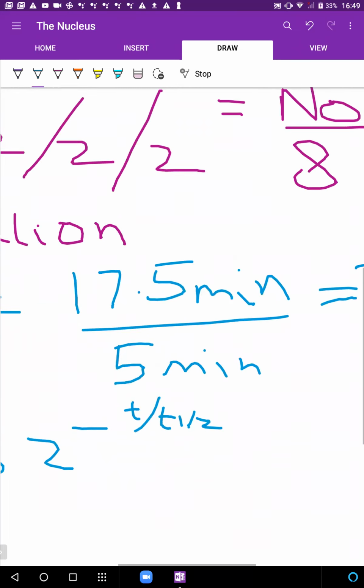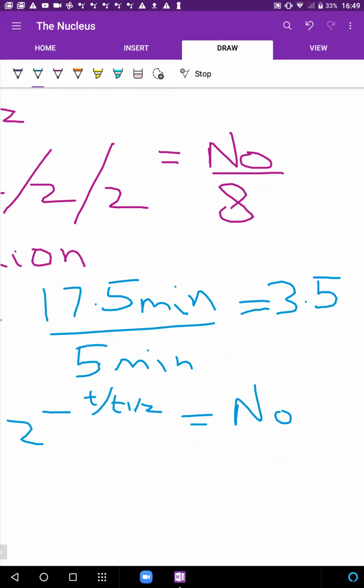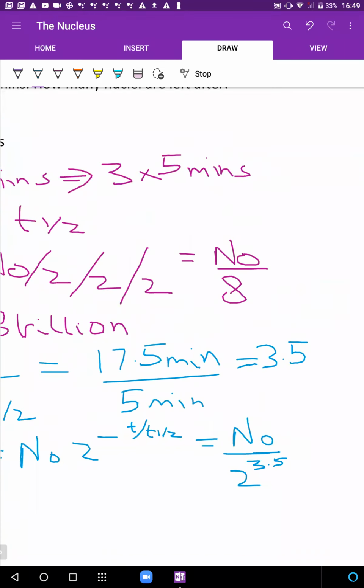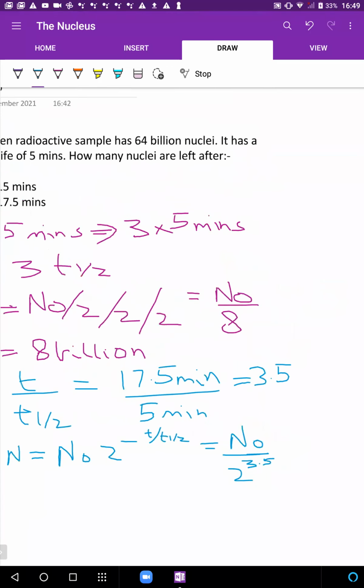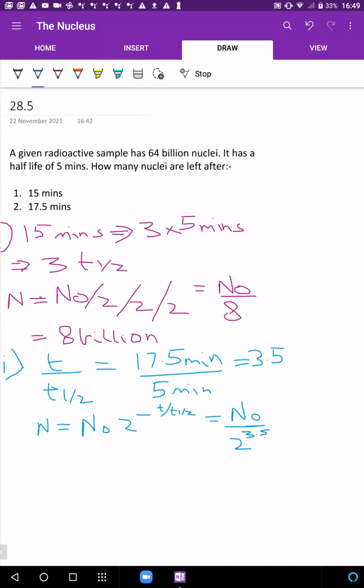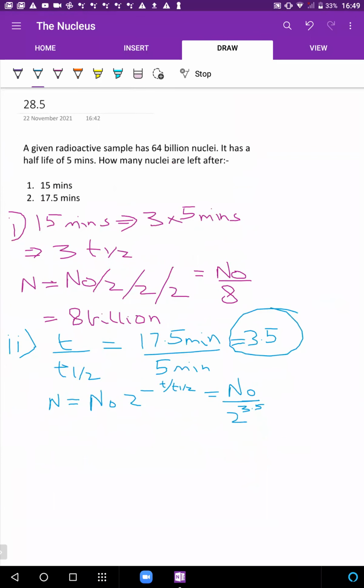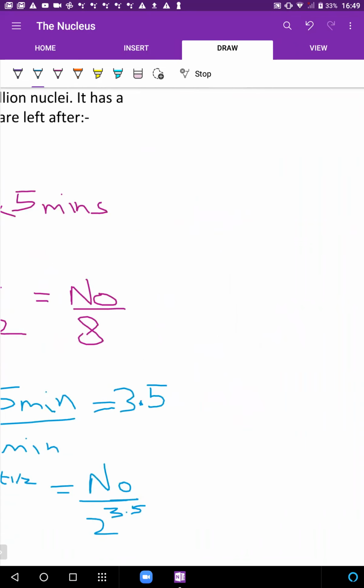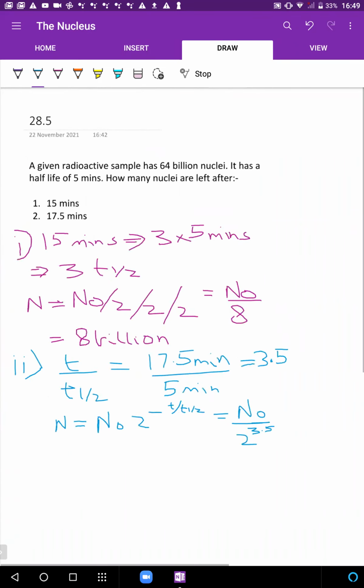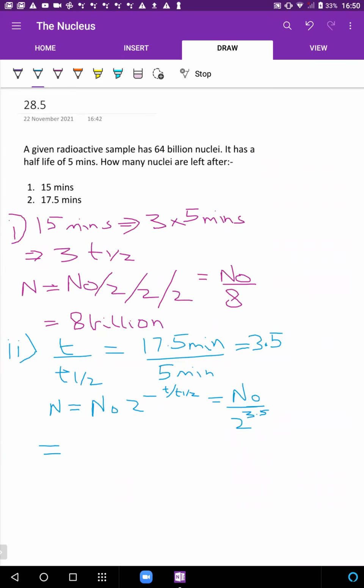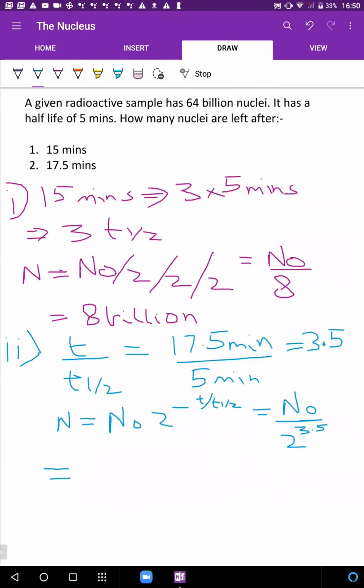Okay, so making it n naught upon 2 to the power t by t half, and t by t half is 3.5. So it's n naught by 2 to the power 3.5. This is what I was saying. तुम्हारा time interval t half के कितने times है, that was k. So 3.5 is k, and your number of nuclei left will be n naught upon 2 raised to that ratio. Okay, so if the time interval is 3.5 times your half life, number of nuclei left will be n naught divided by 2 to the power 3.5.